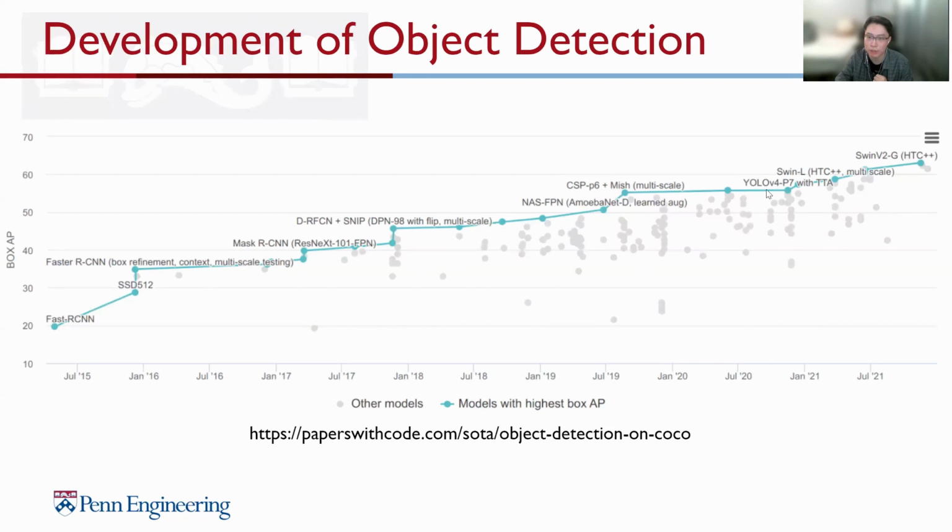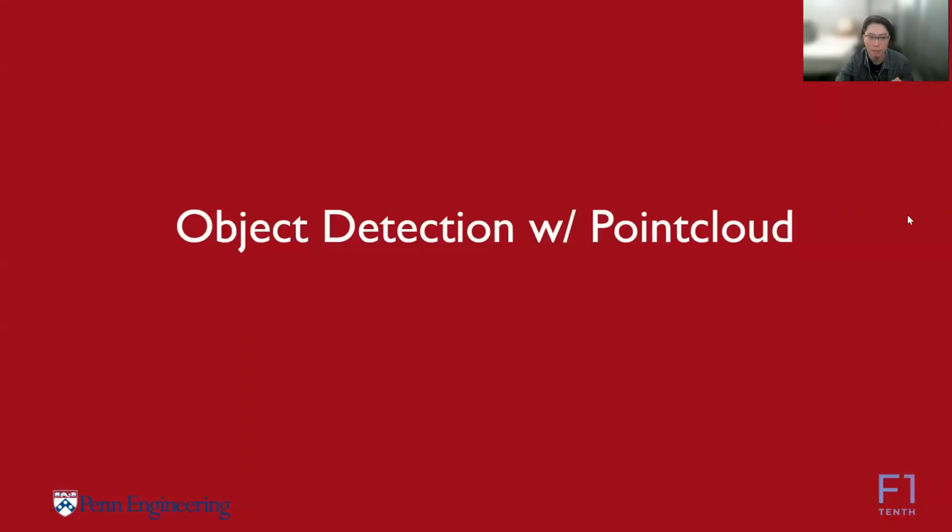YOLO v4 is still a YOLO-ish architecture, but it has a lot of improvements on different parts. And the most recent ones, they don't use convolution as feature extraction. They will use transformers as feature extraction, which we will cover briefly later in this lecture. Okay, next case study, object detection with point cloud.